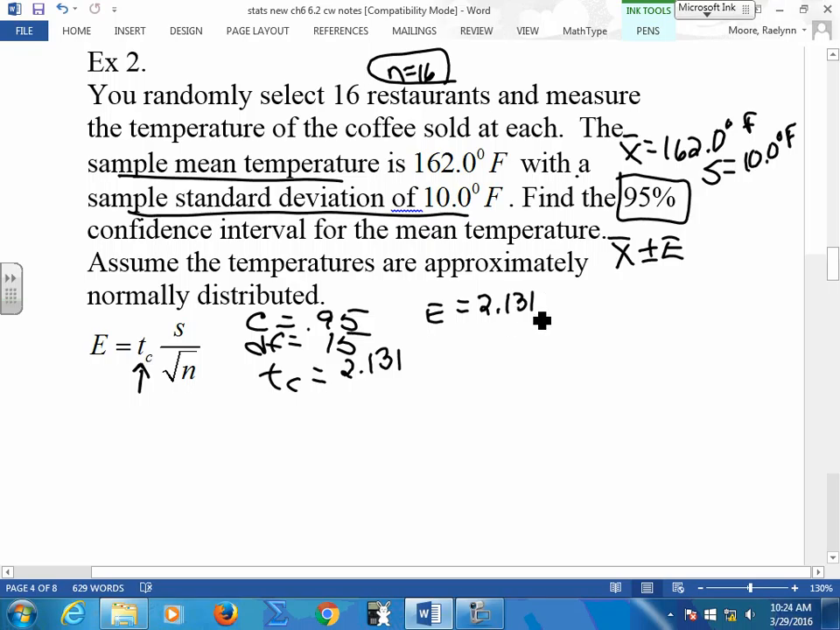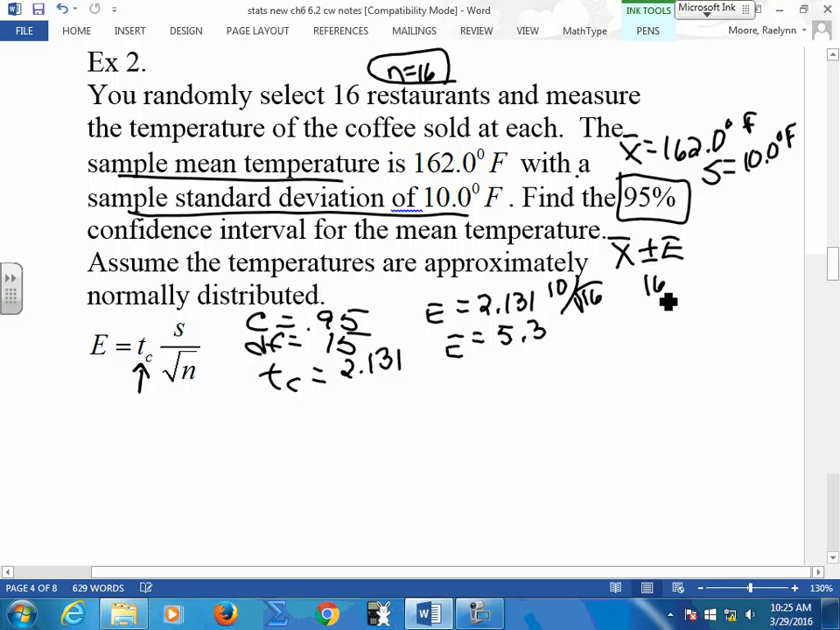And it's already positive. We got the S. We got the N. Make sure you use N over here, not the degrees of freedom. Plug it into your calculator and find me your margin of error. And since the mean is rounded to 1 decimal place, round your E to 1 decimal place. So tell me what you get for your margin of error. 5.3. Good.